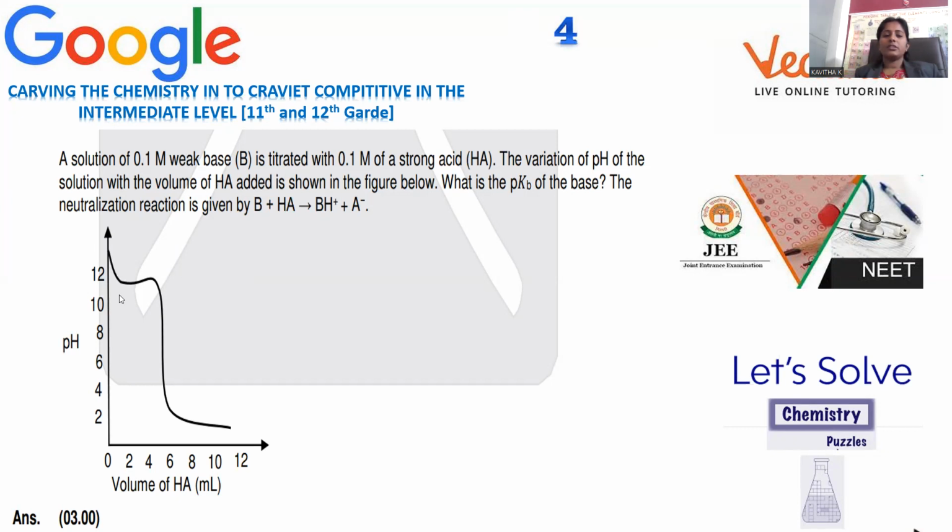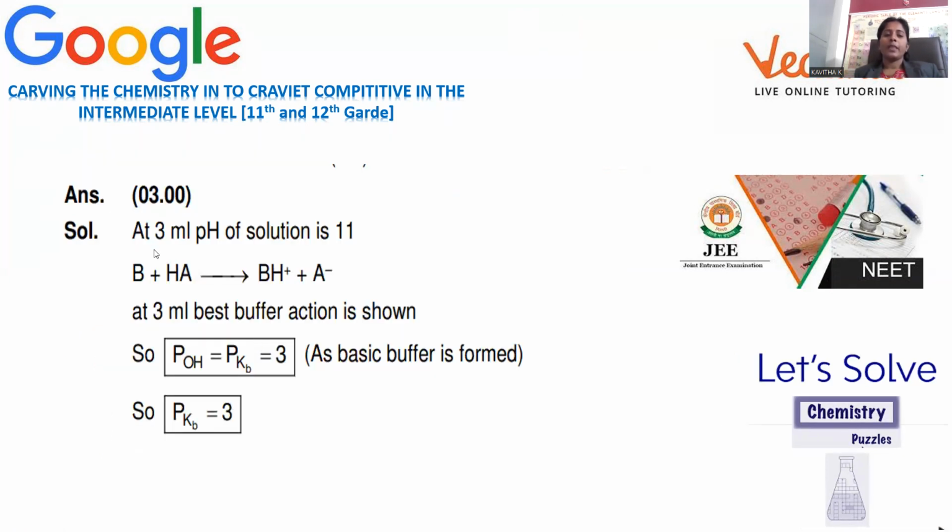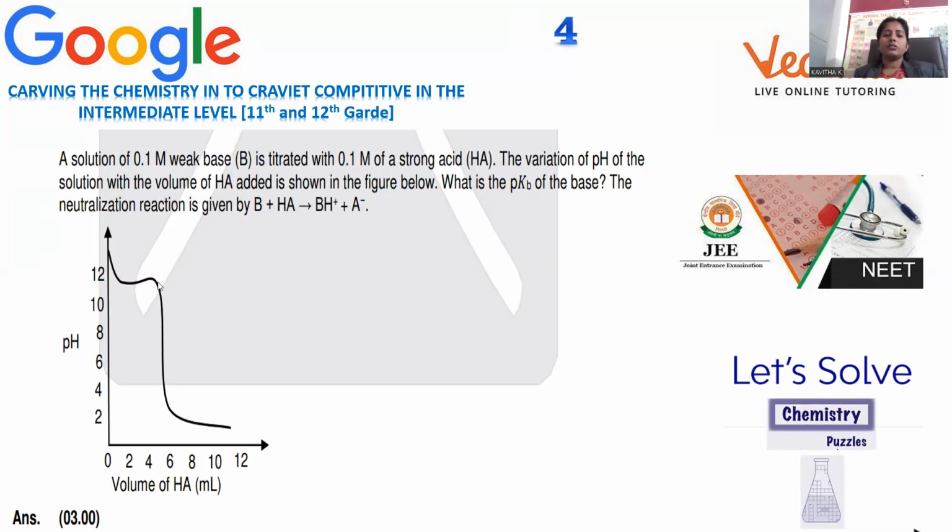And at a particular instance, this is the most important part we can notice. At this particular instance, though you're adding volume of HA, there is no change in the pH. Here you can clearly notice from this to this region, pH will not be varied. Wherever you are noticing the constant pH is said to be buffer action. This is called buffer action. That is an important key position required for our problem solving method. At 3 ml, the pH of the solution is 11. So this is the key part where you can go for the problem solving.